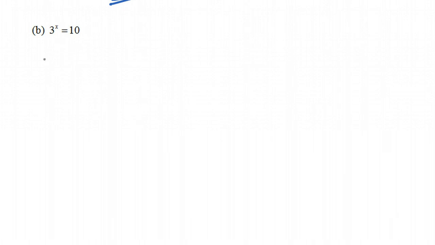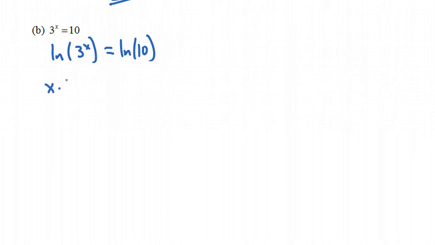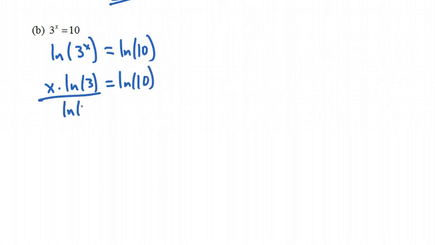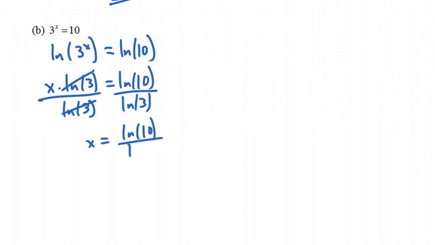How can we find out what it is exactly? Well, let's take a logarithm of both sides. In fact, let's take natural log of both sides. We get natural log of 3 to the x equals natural log of 10. Again, use the power property to bring the x out front, and we have x times ln of 3. If we want to get x all by itself, we'll have to divide by ln of 3. And we get the solution x equals natural log of 10 over natural log of 3.